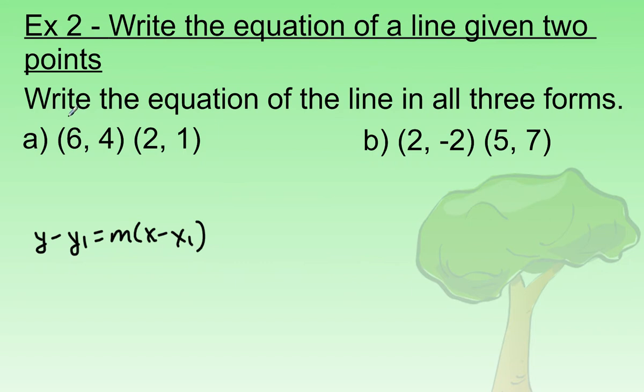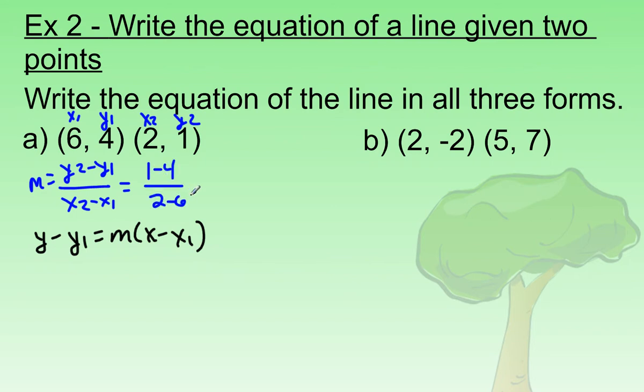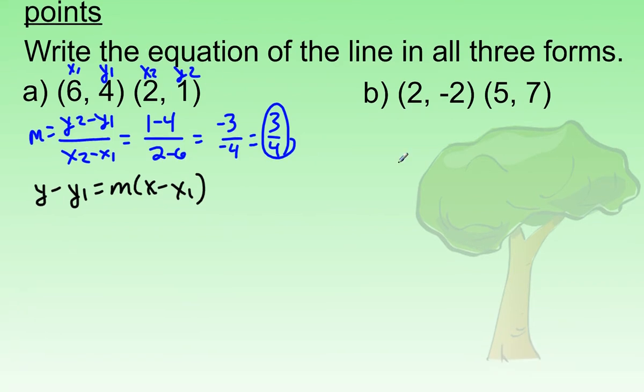So back to the slope formula. x1, y1, x2, y2. So that gives me m equals y2 minus y1 over x2 minus x1. You write down the formula. 1 minus 4 over 2 minus 6 gives me negative 3 over negative 4, which is just 3/4. Remember, leave the slope as a fraction. It's fine as a fraction. Now we have the slope, and we have points. We have 2 of them. We can plug this in. So 3/4 is my slope.